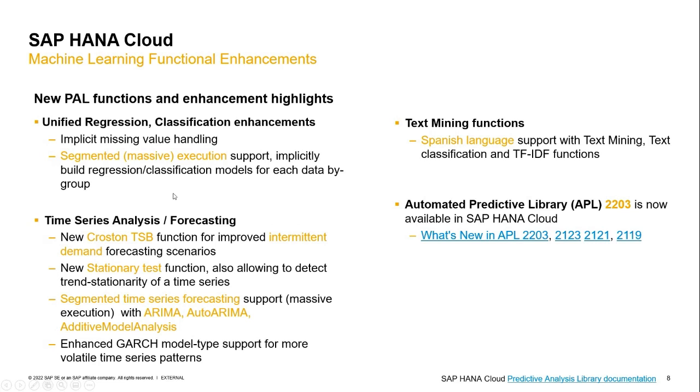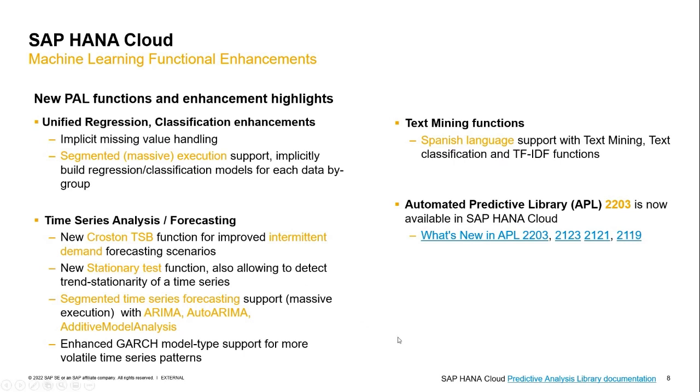Apart from the AutoML framework, we also have enhancements in the area of regression and classification. Our unified function interfaces now support implicit handling of missing values and imputing missing values. We also support a new mode, which we call segmented or massive execution, where we can train regression and classification models in parallel based on a by group we specify in the data. So it's a performance feature if we want to train a larger number of models in parallel based on by groups we can identify in the data.